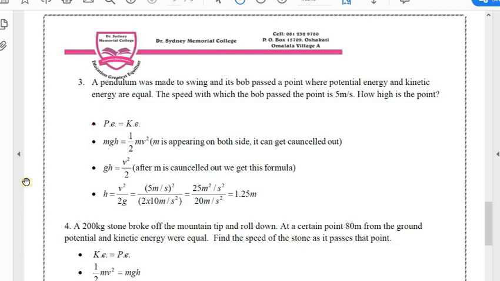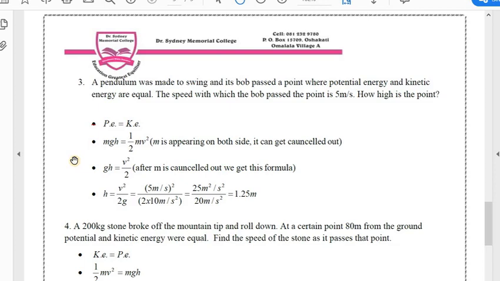So now we are at this point where gh, which remember g is gravity, h is the height, v is the velocity. Let's not forget that. Let's remember where we're getting these things from. g is the acceleration due to gravity, h is the height, v is the velocity. So if gh is equal to v squared over 2, what are we going to do?